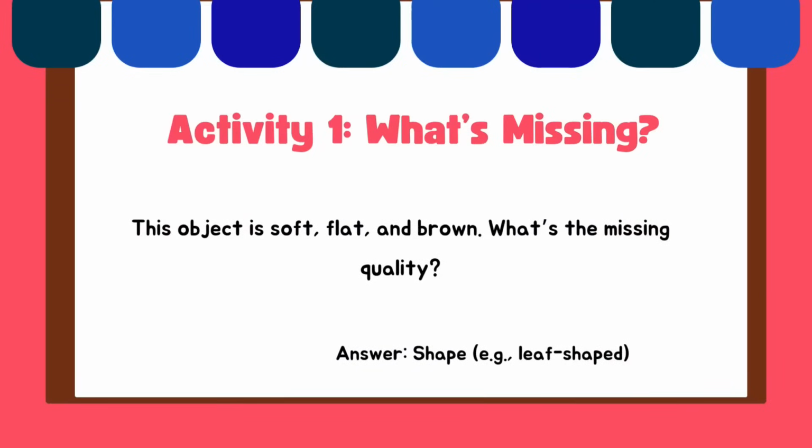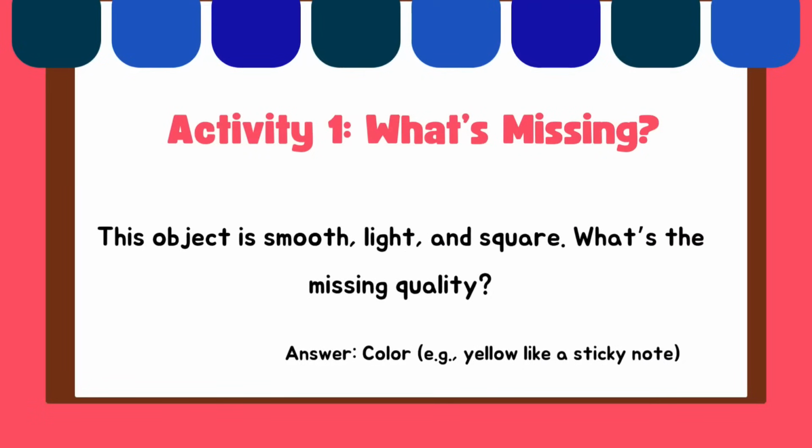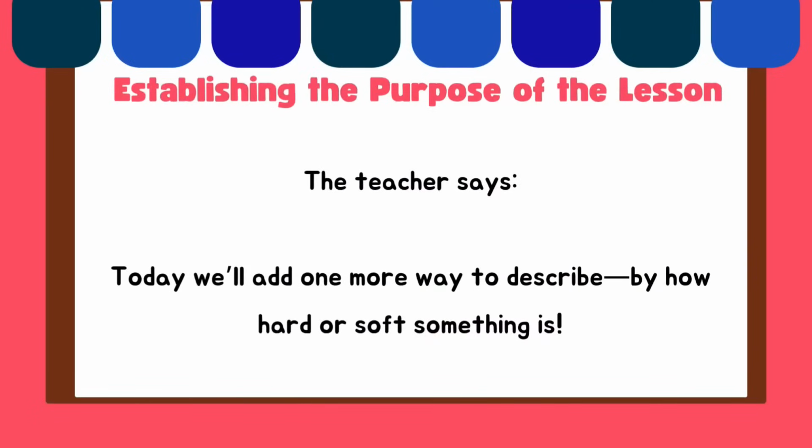This object is soft, flat, and brown. What's the missing quality? That's right. The answer is shape. Example, leaf shape. This object is smooth, light, and square. What's the missing quality? The answer is color. Example, yellow like a sticky note. Today, we'll add one more way to describe by how hard or soft something is.